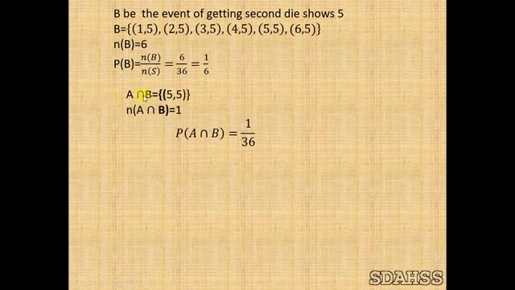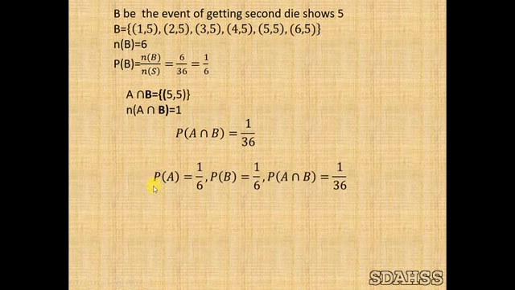Then P of A intersection B. You have to compare the sets A and B, then find out the common elements. Here the common element is 5,5. So N of A intersection B is equal to 1. Then P of A intersection B is equal to N of A intersection B by N of S, which is 1 by 36. Then we want to find P of A union B.